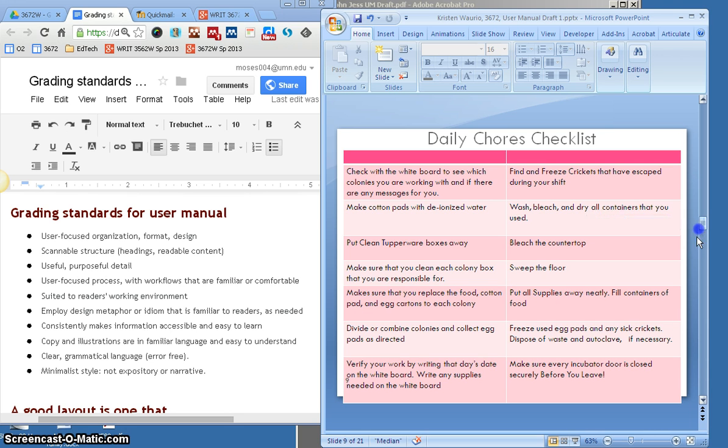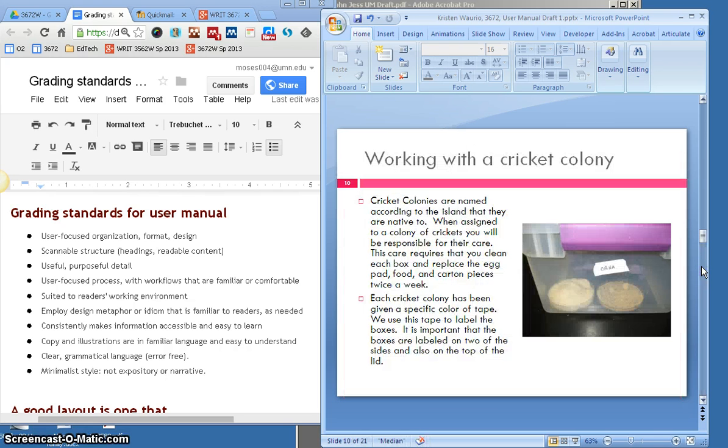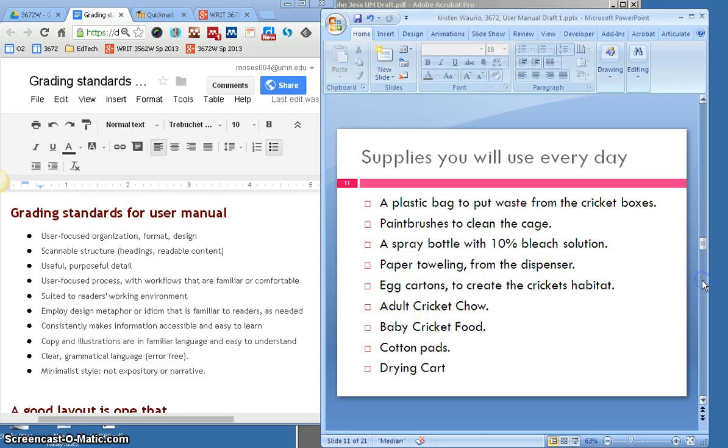We have chores. We have information about working with a cricket colony. And then we have supplies. I guess I would ask Kristen, what's your rationale for this order? If it's arbitrary, I would ask you to reconsider. But if it coincides with the processes that you follow in the lab, and because this is designed specifically for your lab, then that would make some sense.